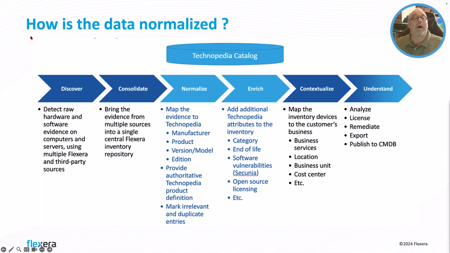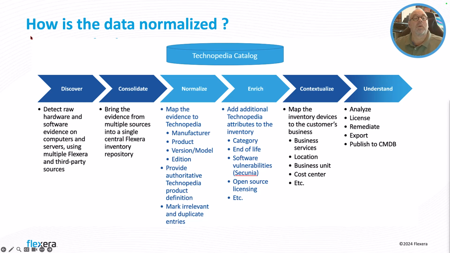Let's review how IT Visibility normalizes the raw data through a phased approach. The first phase of the process is discovery. Discovery detects raw hardware and software evidence on devices using Flexera and third-party sources. This data would then be consolidated. The consolidated phase brings the evidence from multiple data sources into a single inventory repository.